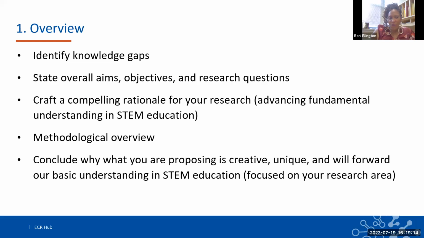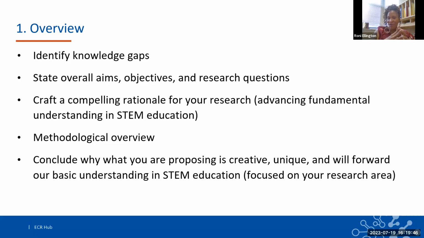All right, so in the overview, you want to identify knowledge gaps. Like in my example, I talked about the knowledge gaps of not looking at institutional context as it relates to high achievement for Black students, specifically math majors. And I make a whole case for why I'm looking at math majors specifically and not STEM majors, because a lot of times they throw math in with STEM. I argue that being a math major is very different than being a science major. And the goals and objectives stem from the research question that I'm asking.